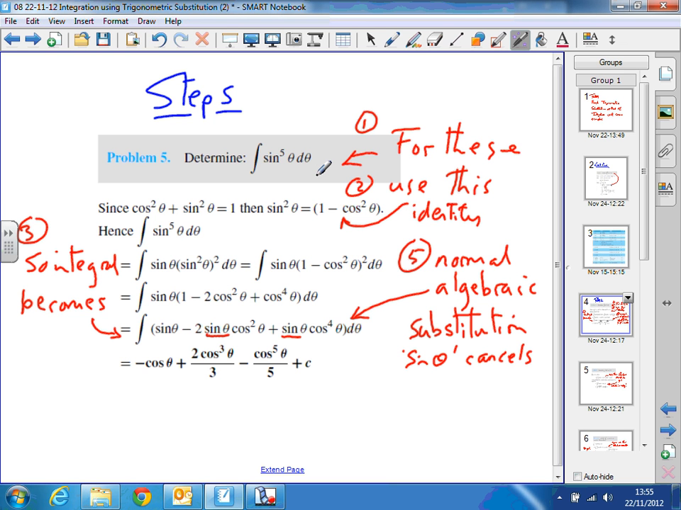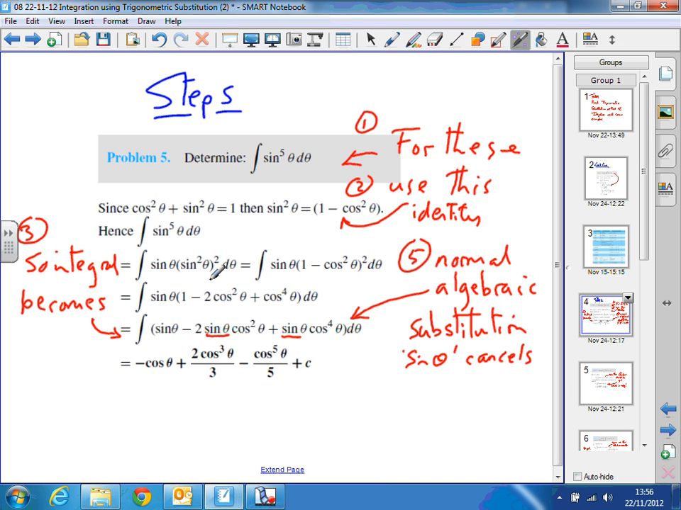What you do is use a trigonometric identity, and here we recognize that sine squared theta can equal 1 minus cos squared theta. And this is the trick, the bit that you wouldn't necessarily see. Instead of writing it as sine to the 5 theta, we write it as sine theta times sine squared theta, squared. That is actually sine to the 5 theta, because sine squared theta squared gives us sine to the 4, times another sine theta gives us sine to the 5 theta.